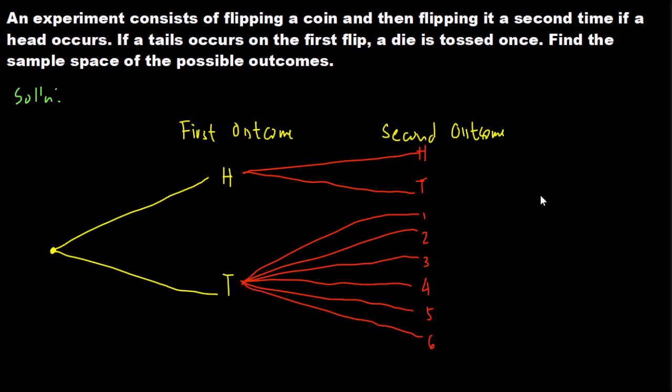Our sample point, which we write here, is the combination of the two outcomes. The first is head, then the second outcome will also be head, so we have HH. The second one will be HT. The next one will be T1, then T2, T3, and for tail and number 3, this will be T4.